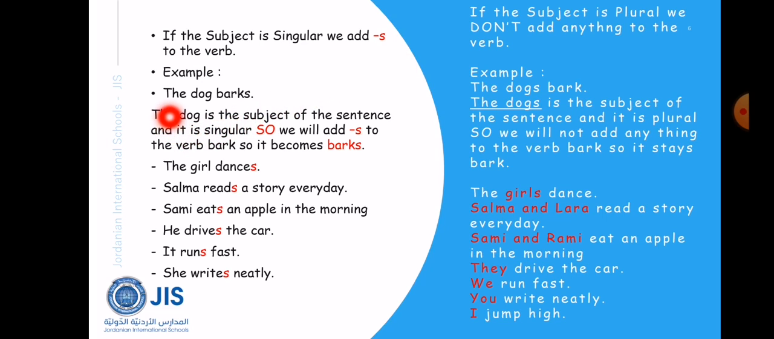Let's look at this example. The dog barks. Where is the subject of the sentence, teacher? Excellent. The dog is the subject of the sentence. And it's singular. We have one dog. So it is singular. So what am I going to do with the verb? I will add S to the verb bark. So it becomes barks. Super. The dog barks. The dog is singular. Barks is the verb. We added S.